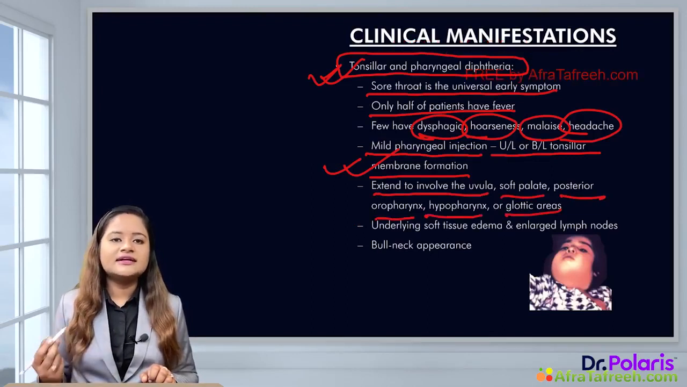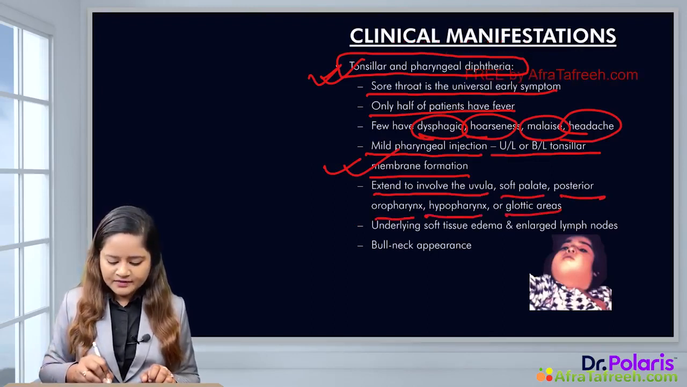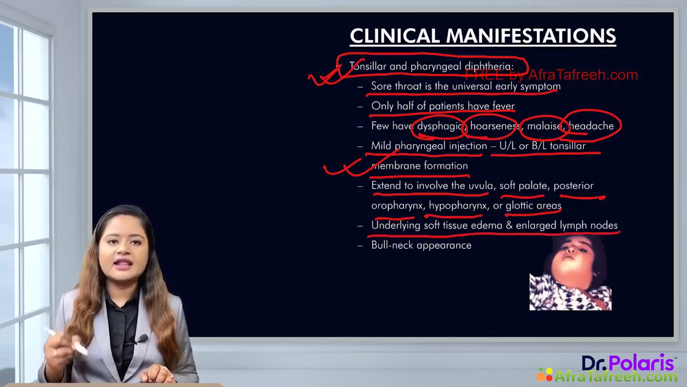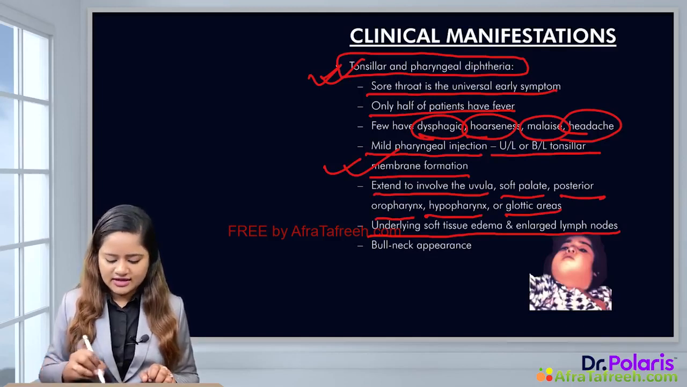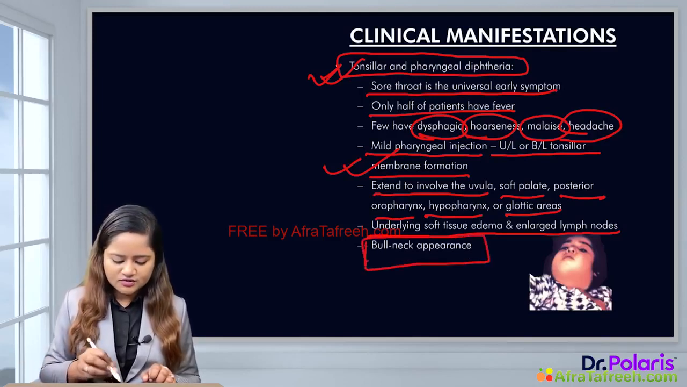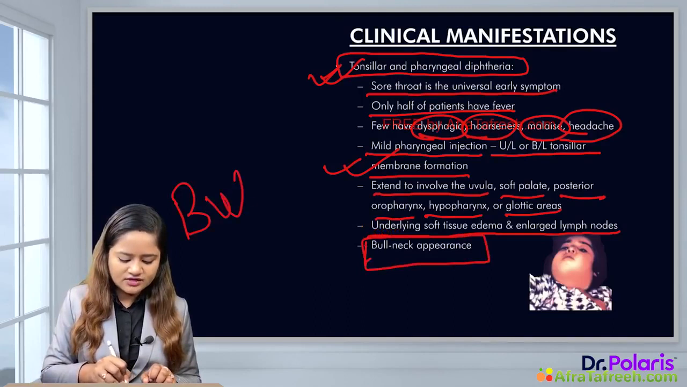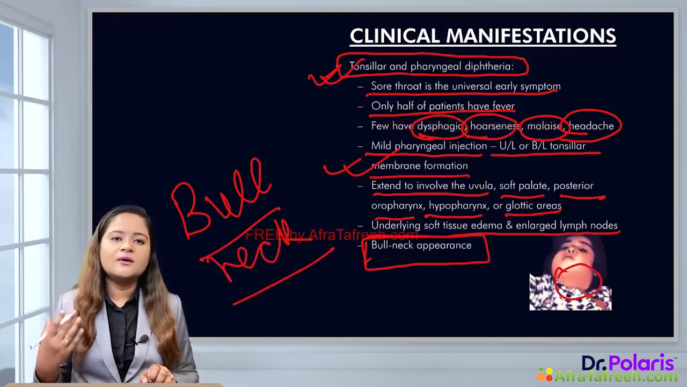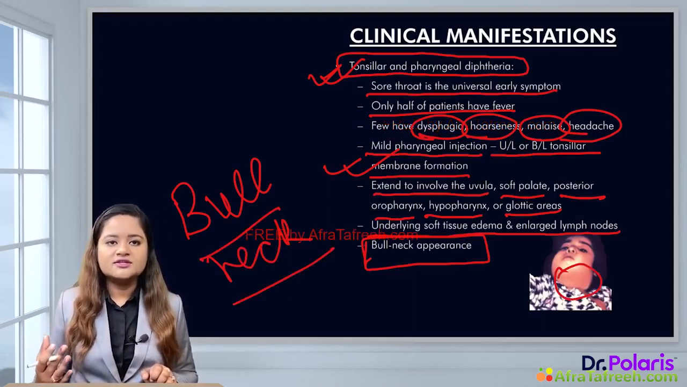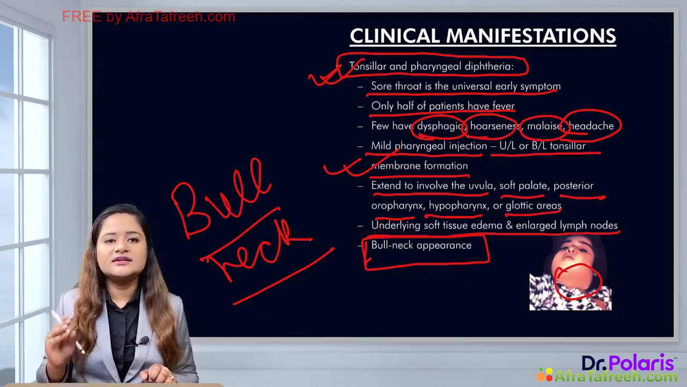So ultimately, the entire neck region gets affected. Underlying soft tissue edema and enlargement of the lymph node will happen because of the effects of the local tissue necrosis and due to release of exotoxin. And ultimately, it will give rise to the characteristic presentation of diphtheria known as a bull neck appearance. So the neck of the child will become really huge and there will be a presentation of a bull neck sign. So that is a very beautiful feature that is seen in diphtheria in one instant examination.